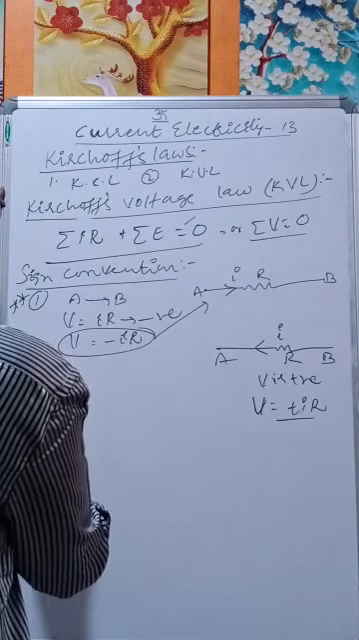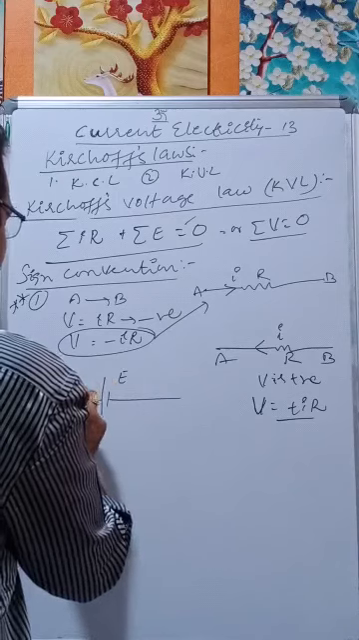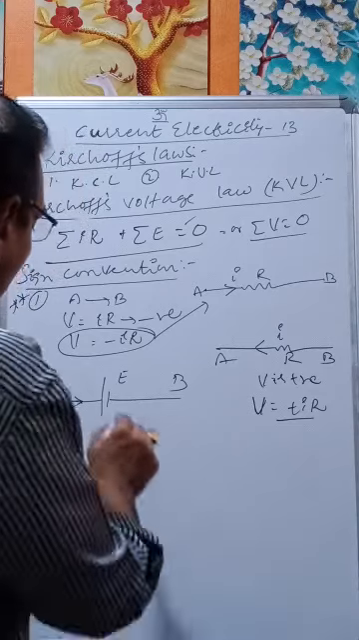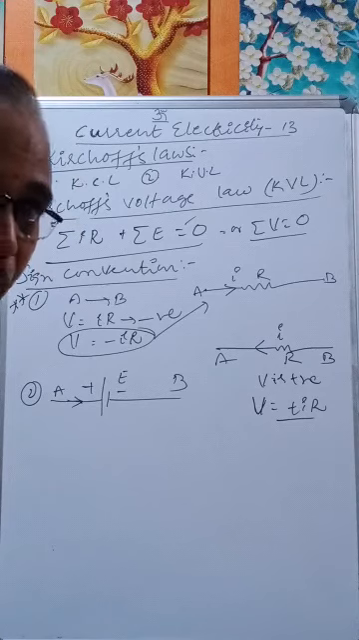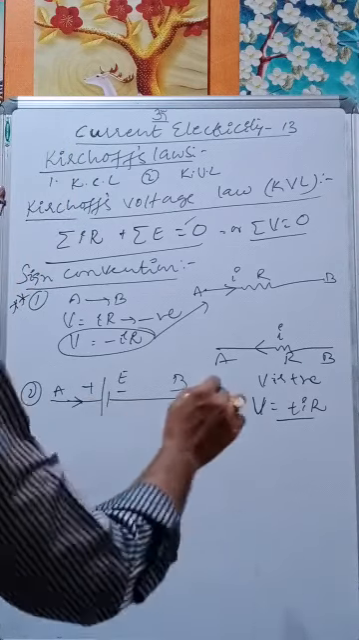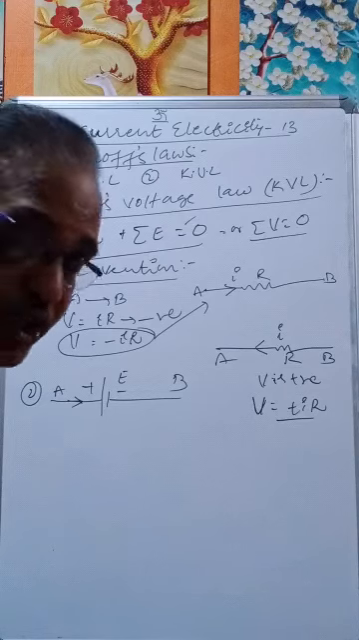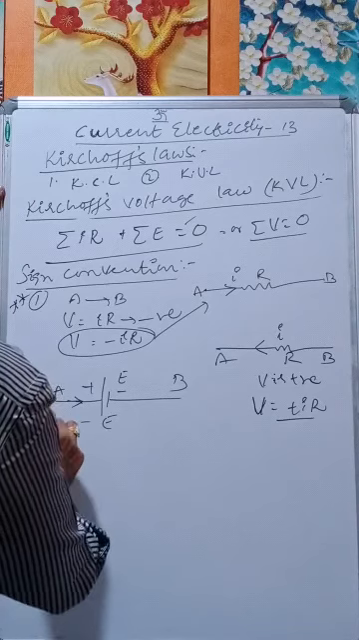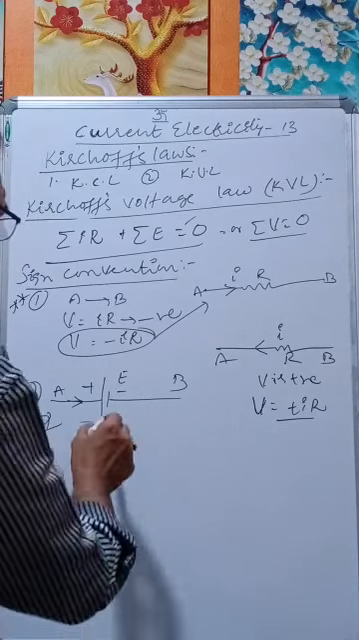Now, for EMF, let us say the circuit is like this, EMF E is like this. This is A, this is B. We are moving from A to B. Now we are moving from positive potential to negative potential. Therefore, there is a drop, from higher potential to lower potential. Hence, the EMF is taken as minus E.